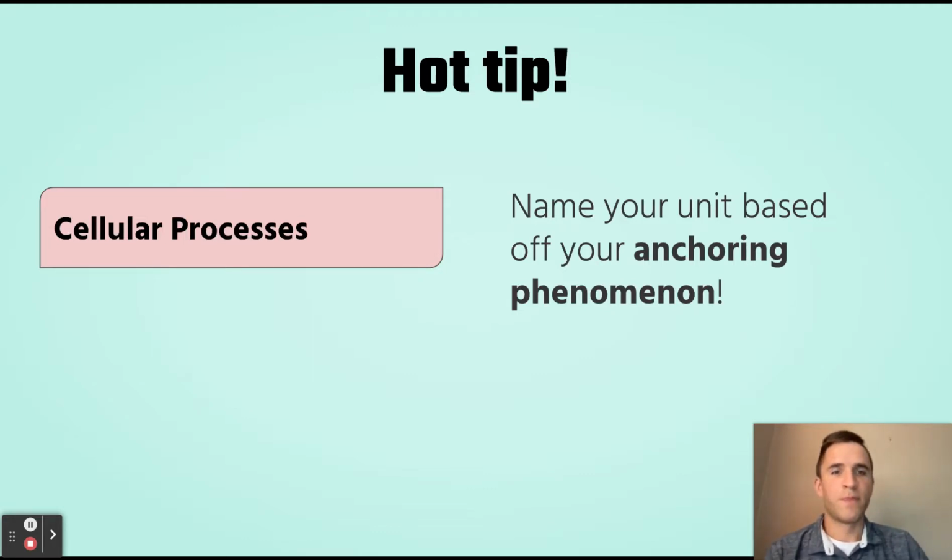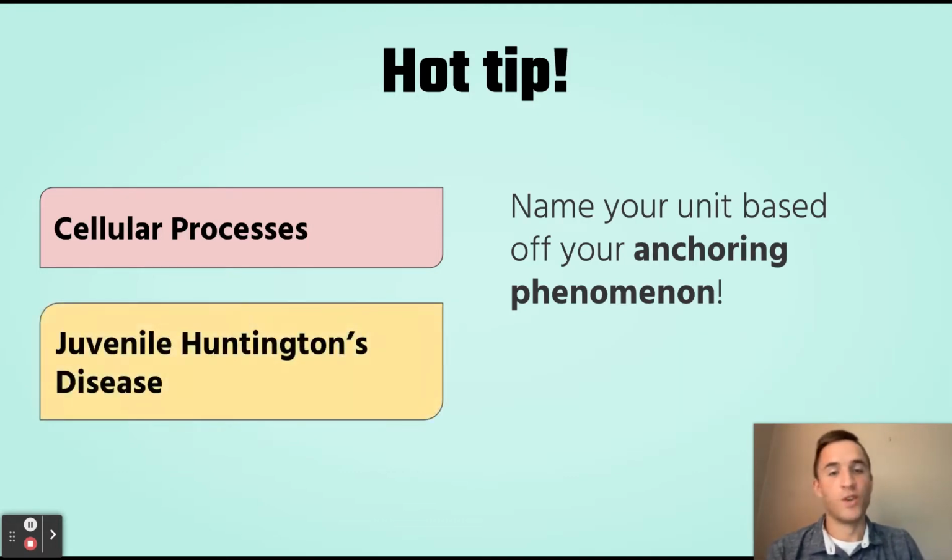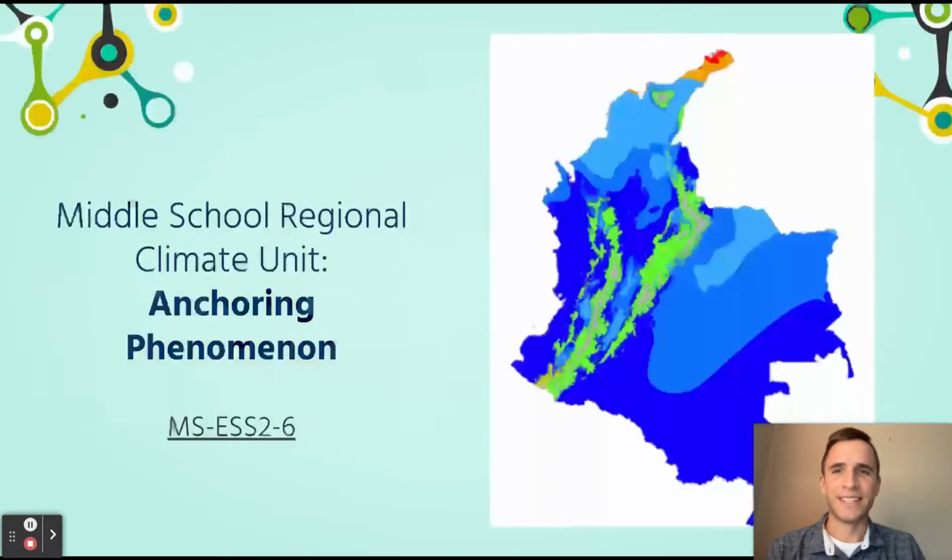So I renamed the unit on my learning platform, Google Classroom for me. I renamed it Juvenile Huntington's Disease just to make it super clear to students that the purpose of this unit is to understand this phenomenon, to figure this phenomenon out and answer the questions we have about this phenomenon. That's what this unit's about. That's just a hot tip.